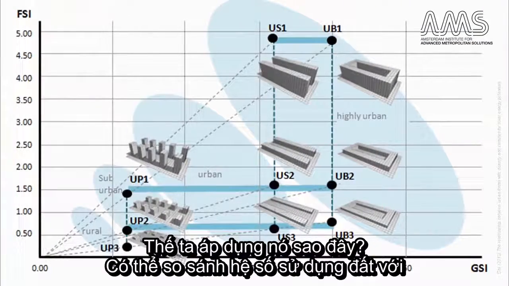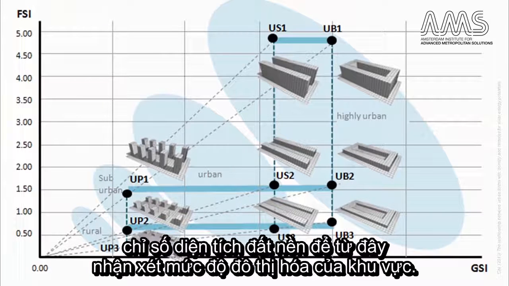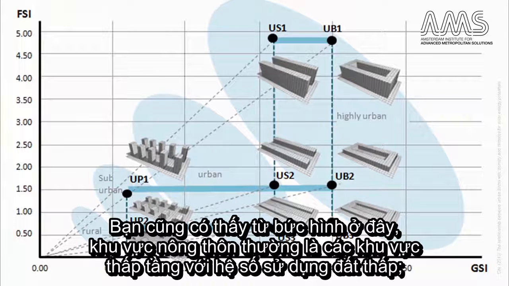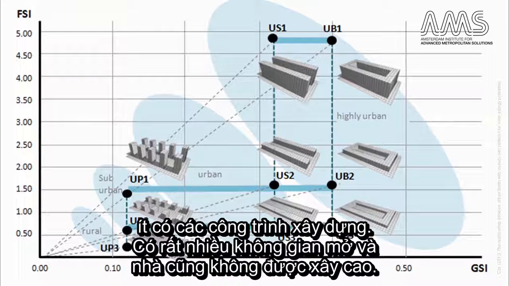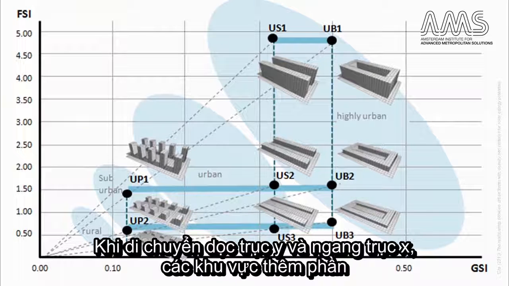How can we actually use this? You can, for instance, plot the floor space index against the ground space index, and based on this, you can say how urbanized an area is. As you can see in this picture, at low ground space and floor space index, we have rural areas. There's not much built. There's lots of open space, and the buildings are not very high. As you move up on the y-axis and sideways on the x-axis, the urban areas become much more compact and more urban.